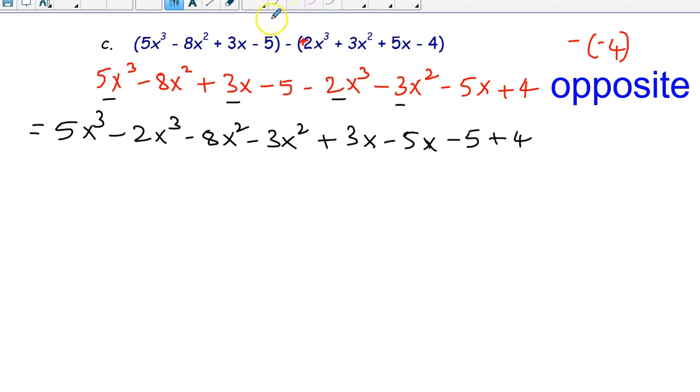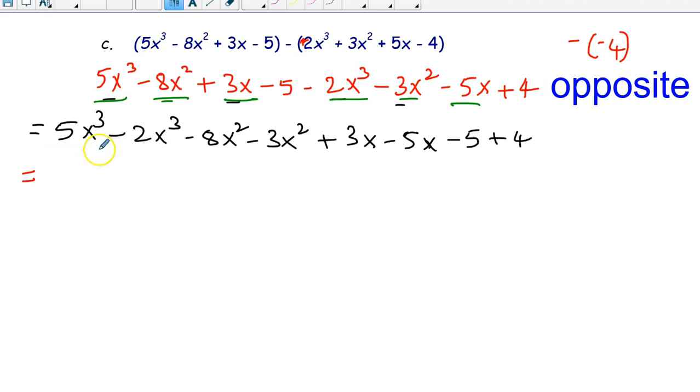Look, I have 5x cube and 2x cube here: 5x cube minus 2x cube. Then 8x square and minus 3x square. Those two are covered. Now 3x minus 5x, you got them here. Minus 5 plus 4. We got everything taken into consideration. Now simplify. After grouping, simplify.